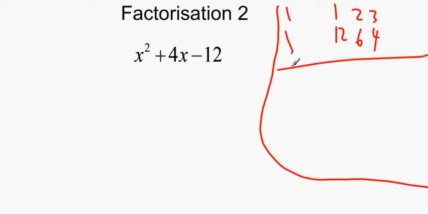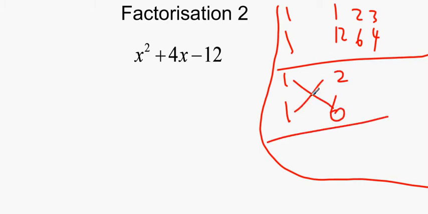Okay, so then we choose a pair. We can only choose 1 and 1 in this case. So let's choose, we chose 3 and 4 last time. Let's choose 2 and 6. Okay, so then we cross multiply. 1 times 6 is 6, 2 times 1 is 2. Can we use 2 and 6 to get to the middle term, which is 4?